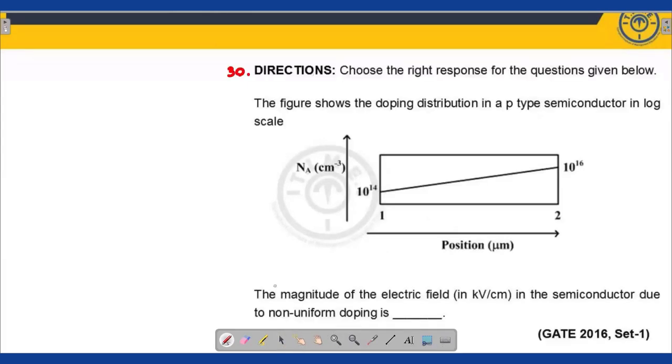See here, the figure shows the doping distribution in a p-type semiconductor scale. This is the magnitude of the electric field in a semiconductor due to the non-uniform doping. Non-uniform doping, my dear friends. What type of semiconductor is mentioned? It is a p-type semiconductor.